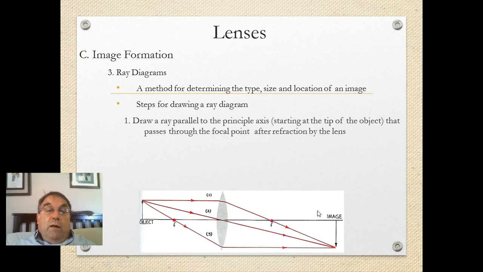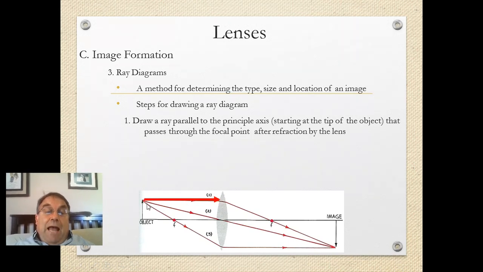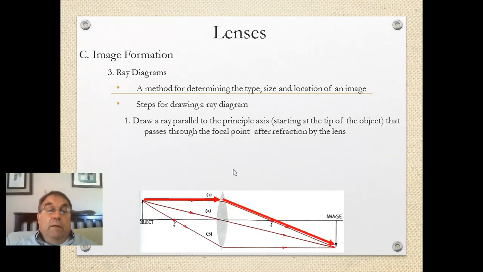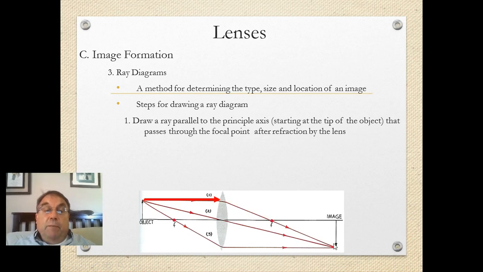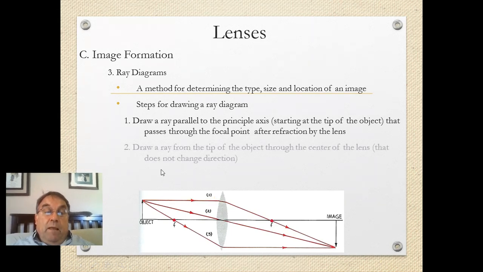Okay, so the first step in drawing a ray diagram, this is line 1. What you want to do is draw a line parallel to the principal axis from the tip of the object to the lens. Then you continue that line, it bends, and you draw the line from the lens through the focal point, just off into space. And you're not going to know where the image is going to be produced yet, so you just continue the line on. Then the second one is this line right here, where you draw from the tip of the object through the middle of the lens, and then just keep going.